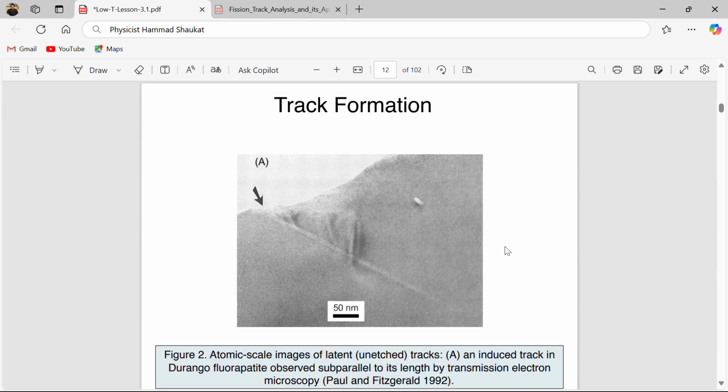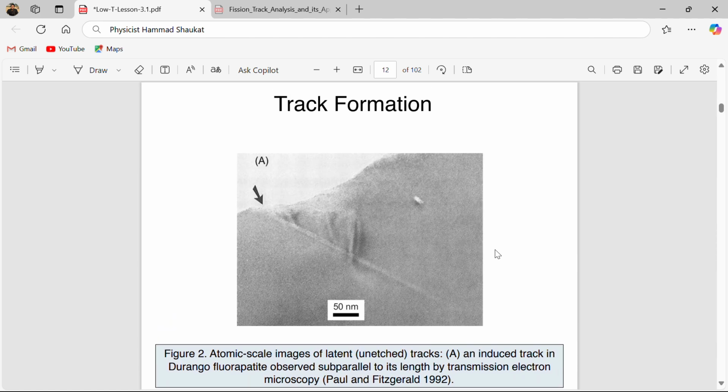Now here you can see the visualization of how tracks form. This is a 15 nanometer track. You can see the image, this is how the track is formed. This is an atomic scale image of a latent unetched track, an induced track in Durango fluorapatite observed sub-parallel to its length by transmission electron microscopy, by scientists Paul and Fleischer in 1992. So this is how the tracks look.